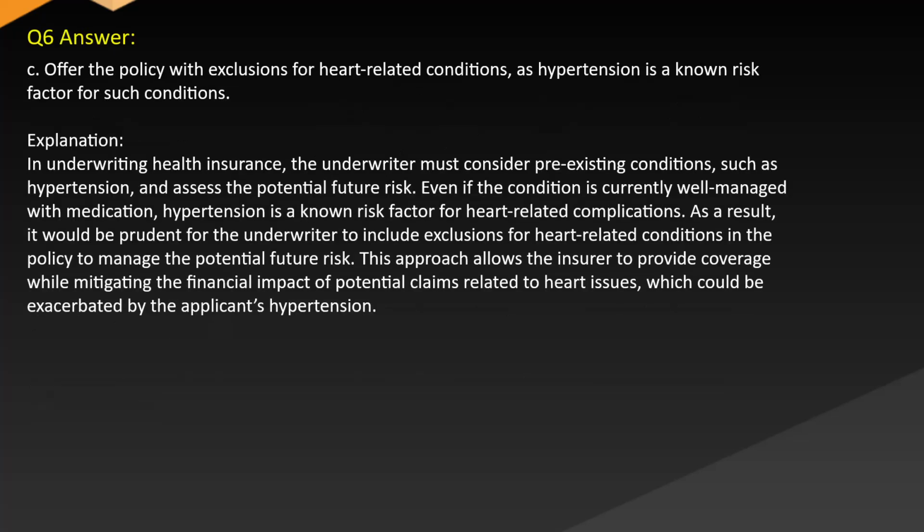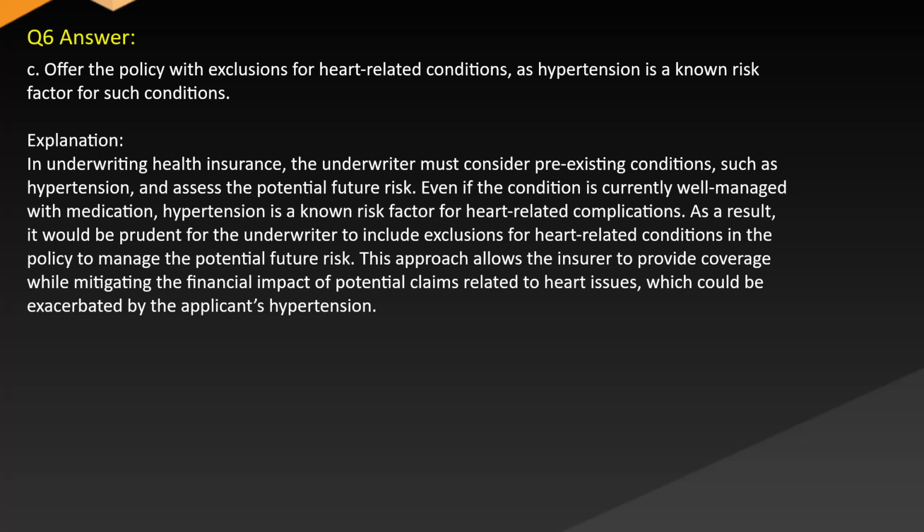Answer C. Offer the policy with exclusions for heart-related conditions, as hypertension is a known risk factor for such conditions. Explanation. In underwriting health insurance, the underwriter must consider pre-existing conditions such as hypertension and assess the potential future risk. Even if the condition is currently well managed with medication, hypertension is a known risk factor for heart-related complications.